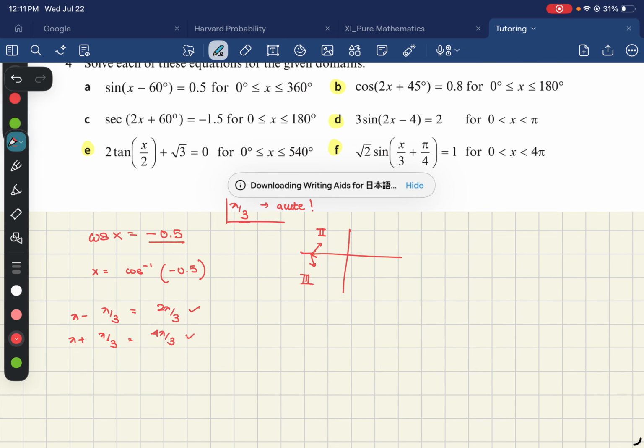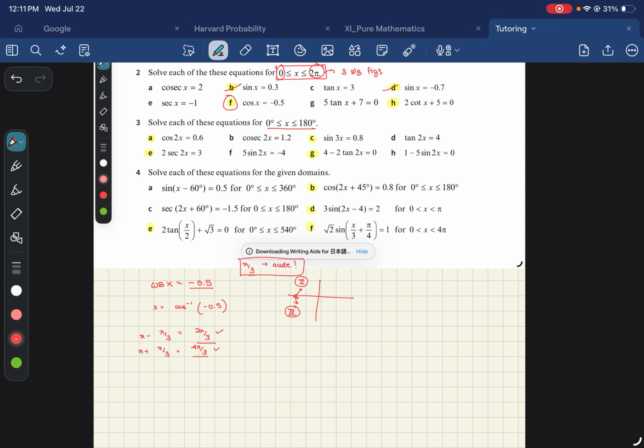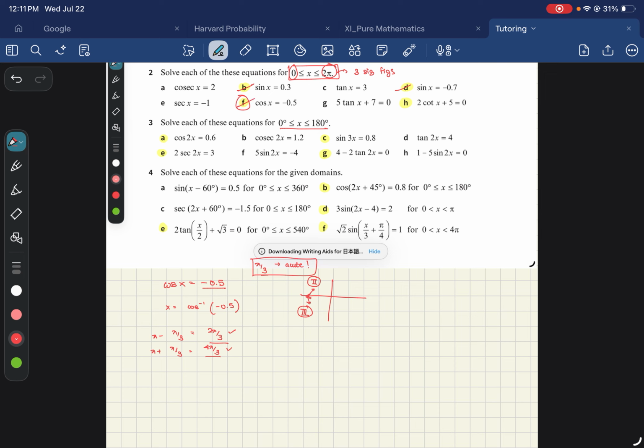If you know the acute angle, then it's just a matter of subtracting from pi, or basically using pi and 2 pi to send them to their quadrants where they are negative. Cosine is negative in the second and the third quadrant. So pi minus an acute angle is going to be in the second quadrant, and pi plus an acute angle is going to be in the third quadrant, where cosine is negative. So you get 2 pi by 3 and 4 pi by 3. All right.